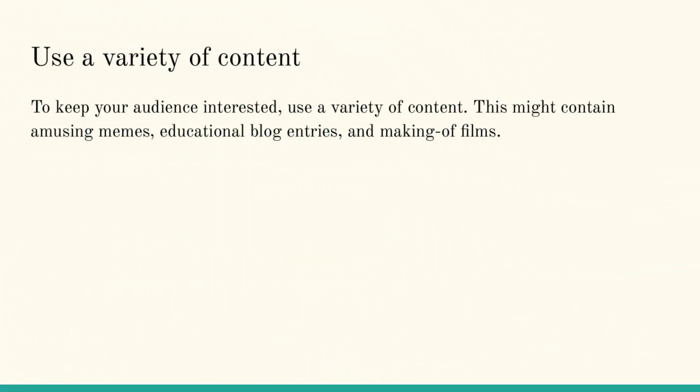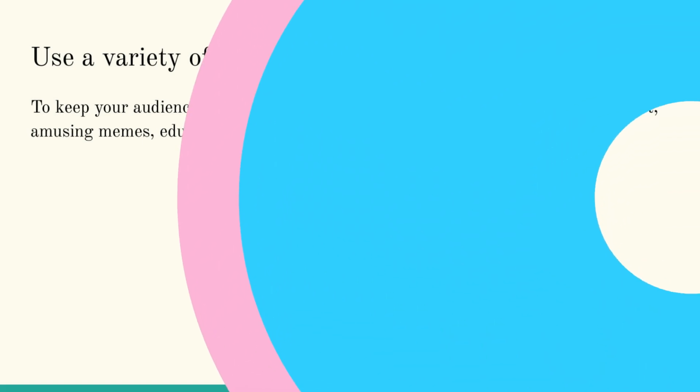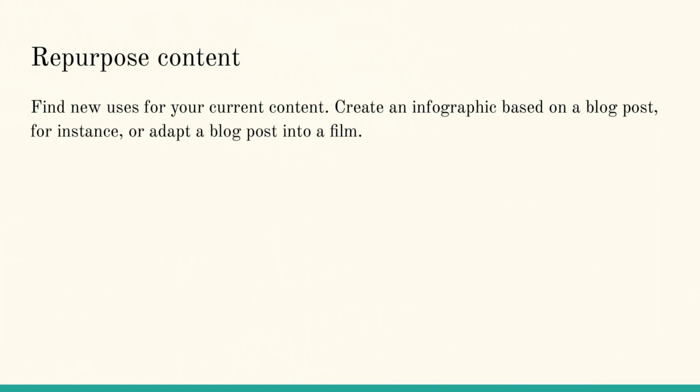5. Use a variety of content. To keep your audience interested, use a variety of content. This might contain amusing memes, educational blog entries, and making of films. 6. Repurpose content. Find new uses for your current content. Create an infographic based on a blog post, for instance, or adapt a blog post into a film.